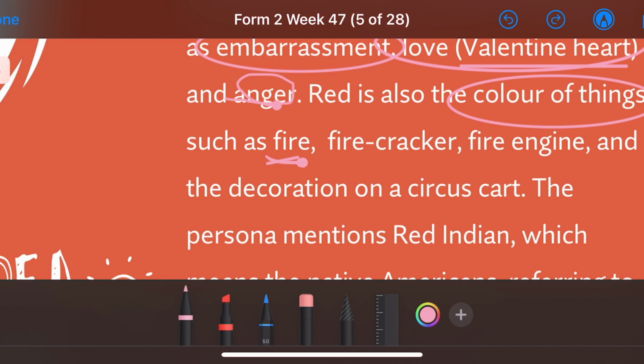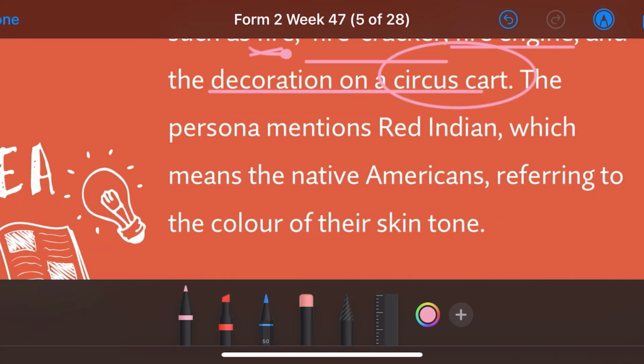Now, for example, firecracker. Firecracker ni apa? Bunga api, guys. And then we have fire engine. Fire engine ni apa? Bomba lah. Bomba datang menyelamatkan orang yang sedang menghadapi kebakaran. Okay, ataupun decoration on a circus cart. Okay, you boleh search dekat Google apa itu circus cart. Okay, biasanya you boleh tengoklah nanti ya. Tengok gambar sendiri kat Google, because I ain't got time for that. You can Google it on your own.